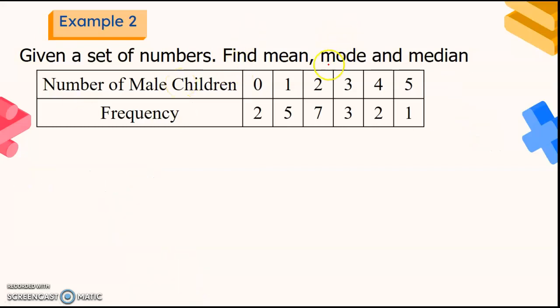Next, we are going to find the mode for this example. So we are going to look at the frequency. Here the highest frequency is 7, but our mode will be the x value. So mode x cap equals 2.